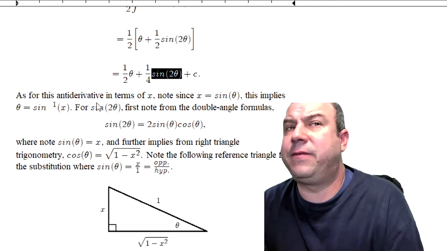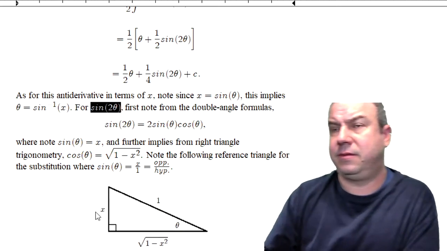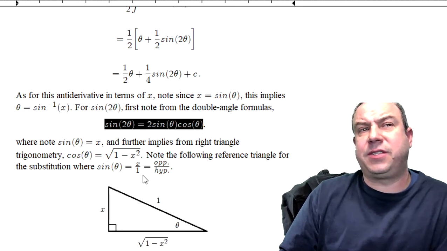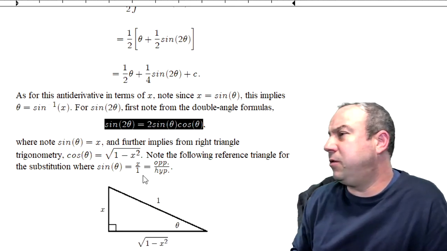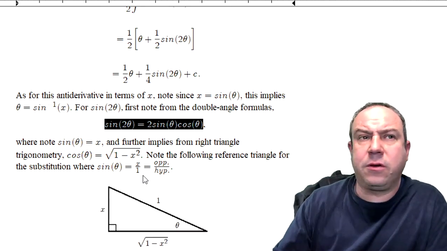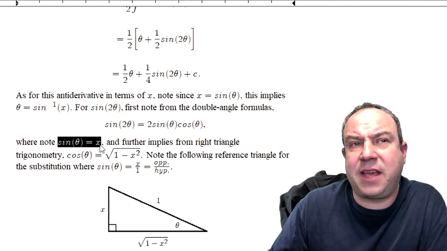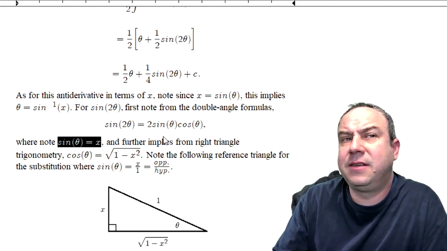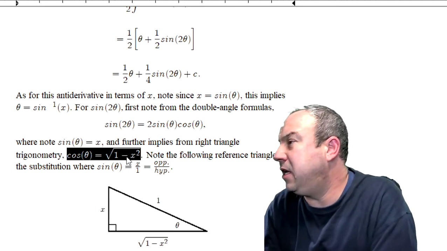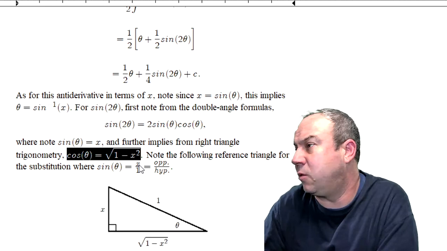Whereas for the sine of 2 theta, we rely on double angle formulas just to note that the sine of 2 theta is equal to 2 sine theta cosine theta. Furthermore, if we take note that the sine of theta is equal to x, that implies from right triangle trigonometry that the cosine of theta would be equal to the square root of 1 minus x squared in value.